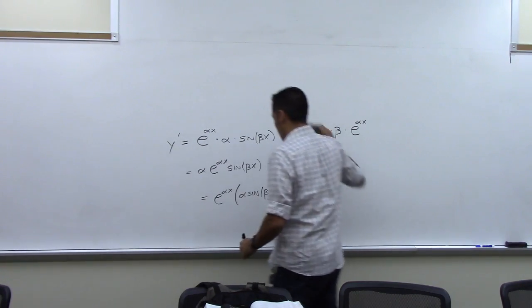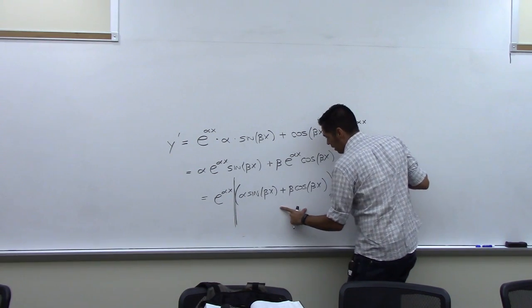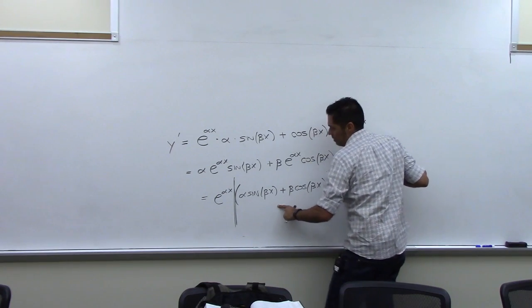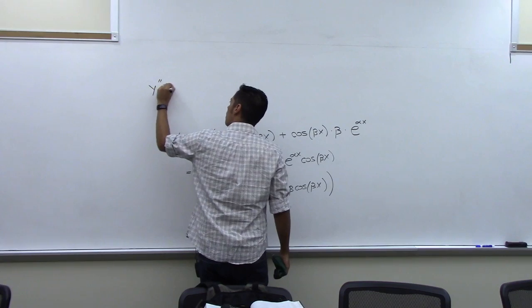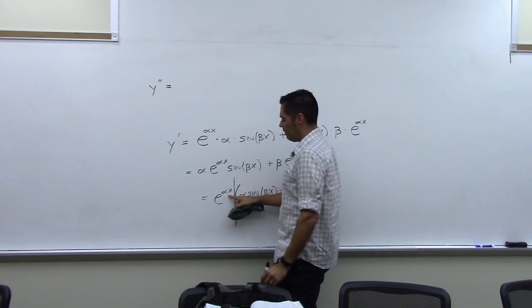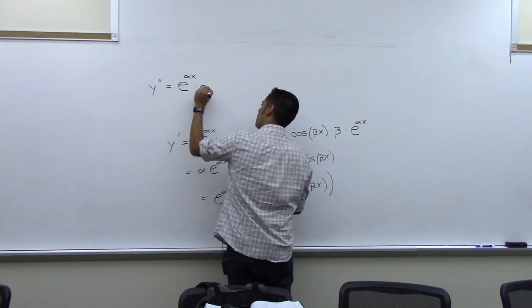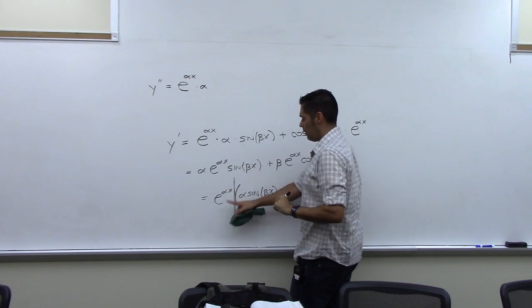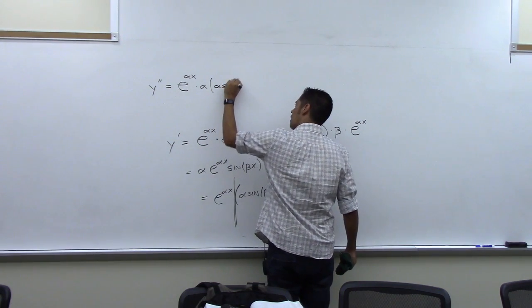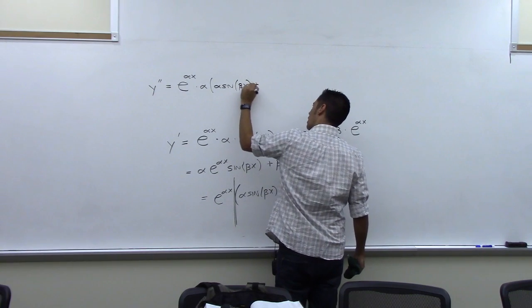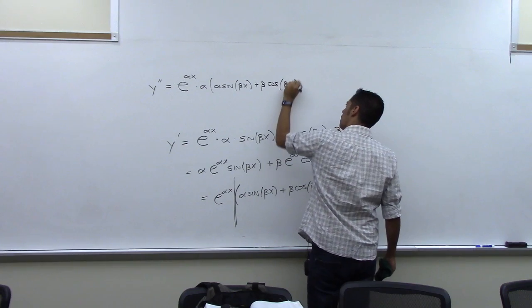All right, so we have again a product rule right here. Here's my product. Derivative of this times all of this plus the derivative of all of this times this. So y double prime will be the derivative of e to the alpha x, which we did already. E to the alpha x times alpha. So that's derivative of this times all this. Alpha sine beta x plus beta cosine beta x.